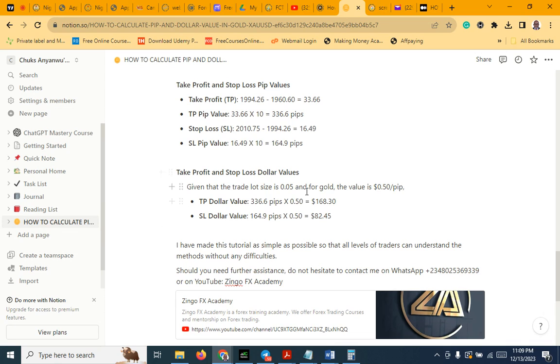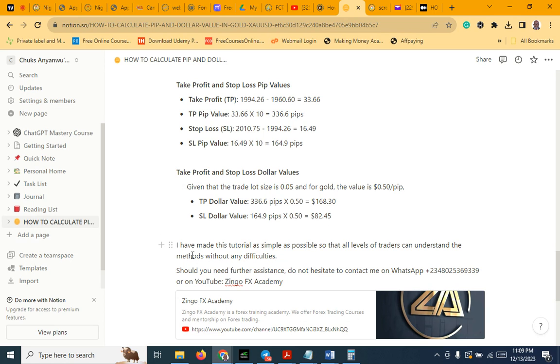Okay, so let's calculate the dollar values of both the take profit and the stop loss, okay? So the take profit dollar value is the pip value times 0.50. That gives you $168.30. Then the stop loss value is 164.9 pips times 0.5 dollars, okay? And that gives you $82.45, okay?